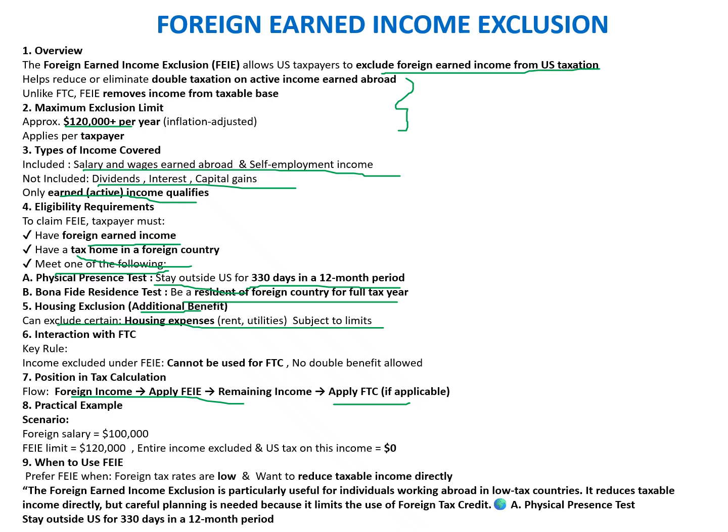A scenario: for example, we have a foreign salary of 1 lakh and the FEIE limit is 1,20,000, so the entire income is excluded and hence there is no taxable income in the US. So prefer FEIE when foreign tax rates are low and you want to reduce the tax liability directly. The foreign earned income exclusion is particularly used for individuals working abroad in low tax countries. It reduces taxable income directly, but careful planning is needed because it limits the use of the foreign tax credit. The physical presence test, staying outside the US for 330 days in a 12-month period, is very, very important. So we'll move to the next slide.